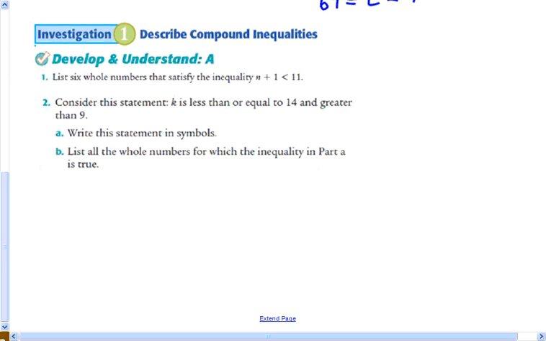But A says list 6 whole numbers that satisfy the inequality n plus 1 is less than 11. So we're going to think about that. We have a whole bunch of numbers, and when we add 1 to any of those numbers, we're still less than 11 total. So a number like, I don't know, 7, 8, or 9, because when we add 1 to each of those, we are still less than.